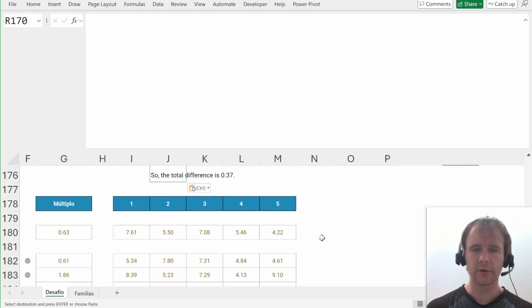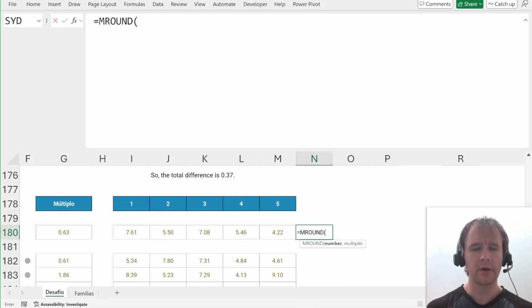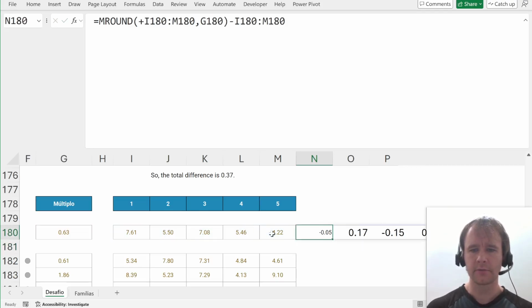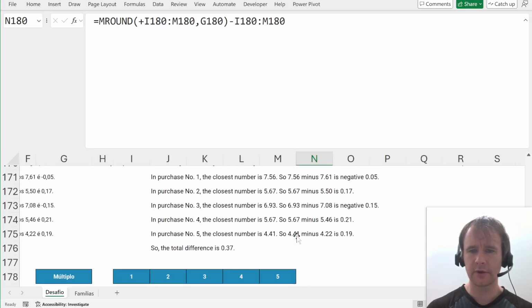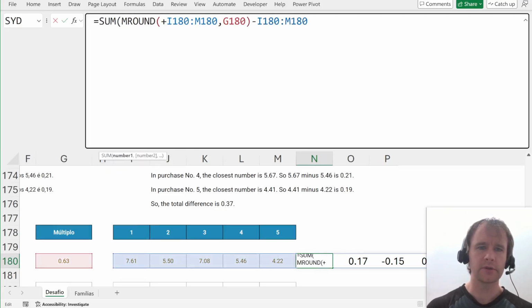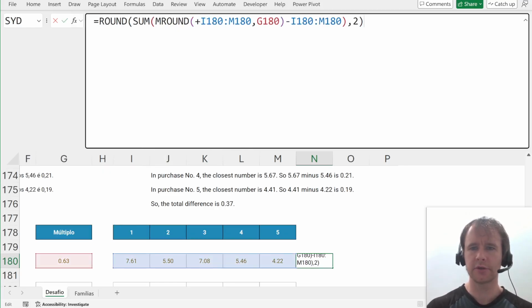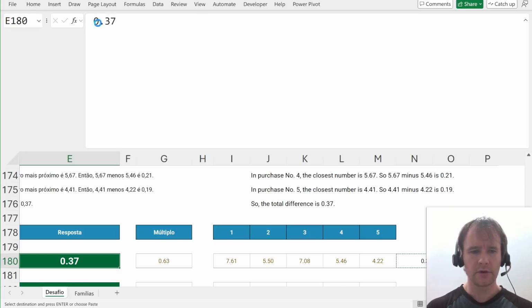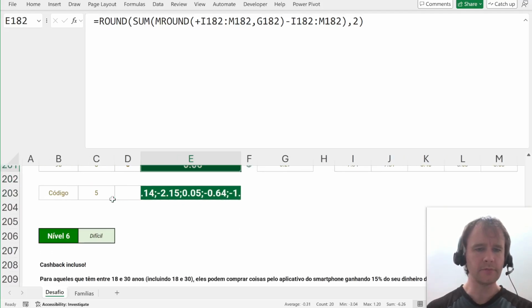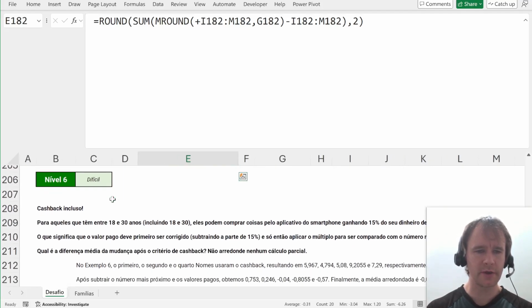Okay, so we want m round all of these to the nearest multiple of that, and again we'll probably need to put a plus in front of this. Then we want to subtract these. Then let's just see. So we got negative 0.05, 0.17. Yes, that looks fine. Then we want to sum those, and then we want to round it to 2 decimal places just to be safe. Hooray. Okay. Going much more smoothly than my test solve.